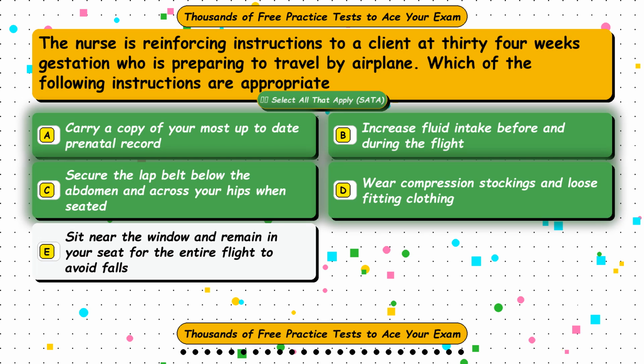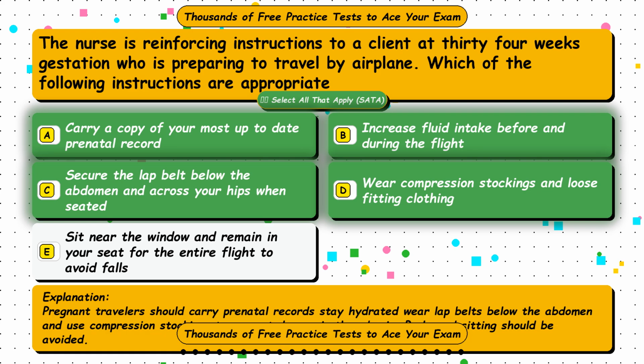The correct answers are options A and B and C and D. Carry a copy of your most up-to-date prenatal record. Increase fluid intake before and during the flight. Secure the lap belt below the abdomen and across your hips when seated. Wear compression stockings and loose-fitting clothing. Pregnant travelers should carry prenatal records, stay hydrated, wear lap belts below the abdomen, and use compression stockings to prevent deep vein thrombosis. Prolonged sitting should be avoided.